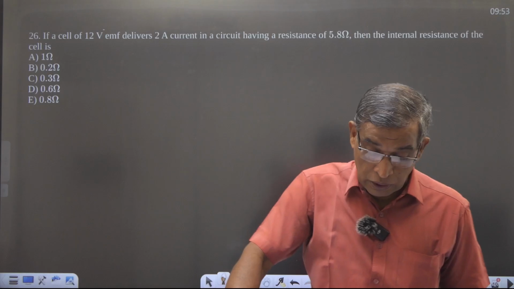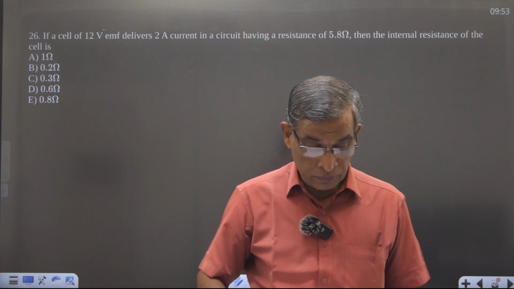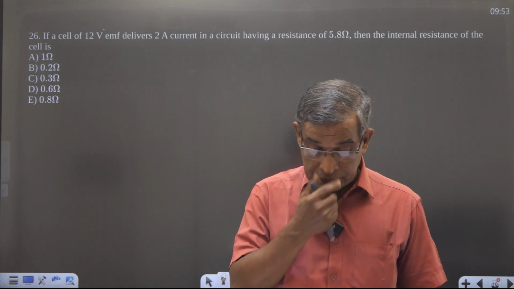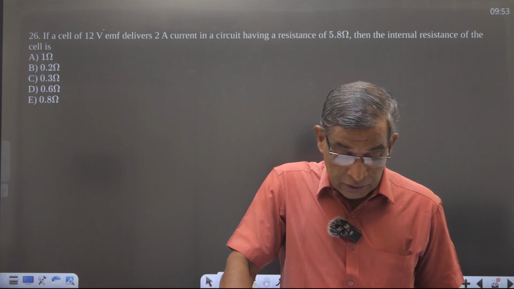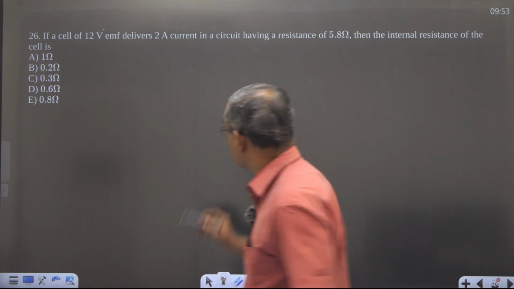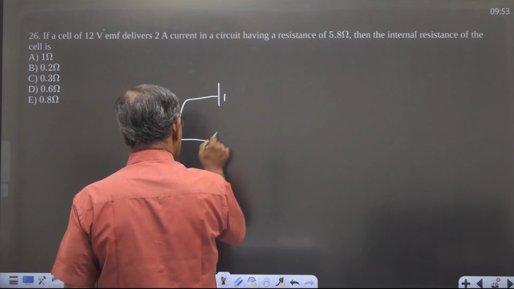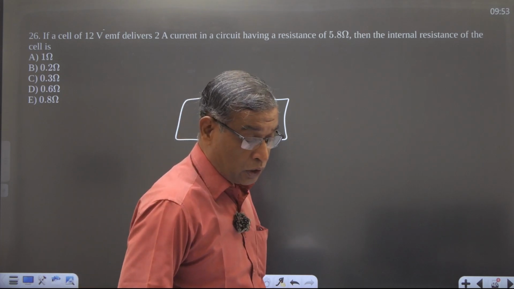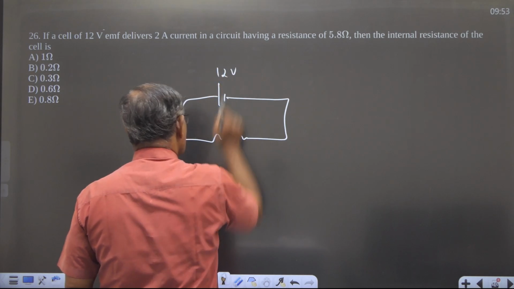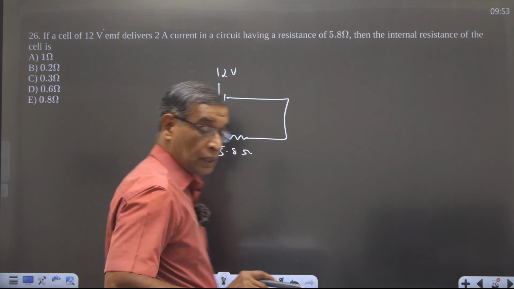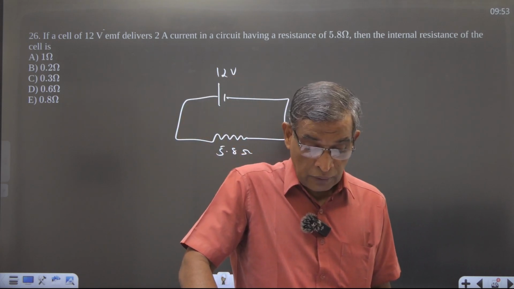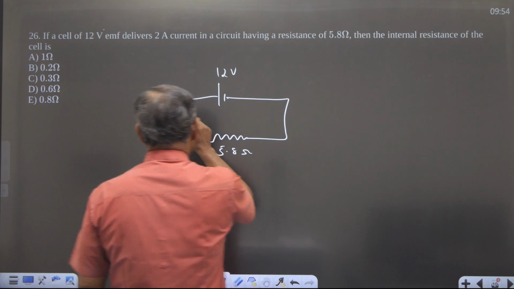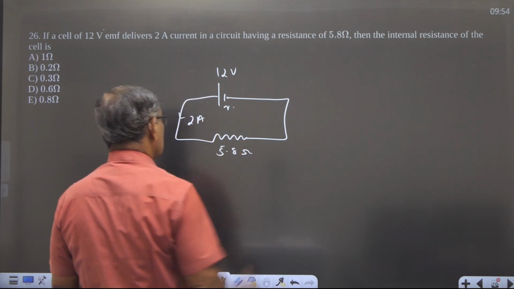If a cell of 12 volt EMF delivers 2 ampere current in a circuit having a resistance 5.8 ohm, then what is the internal resistance? The figure is like this: a cell and an external resistance. The values given are a cell of 12 volt, external resistance 5.8 ohm, and the current delivered is 2 ampere. So what is the internal resistance?